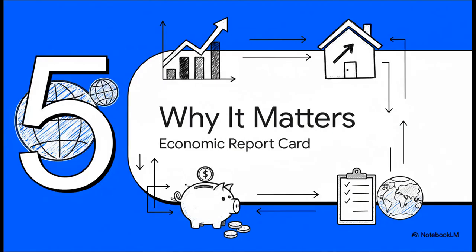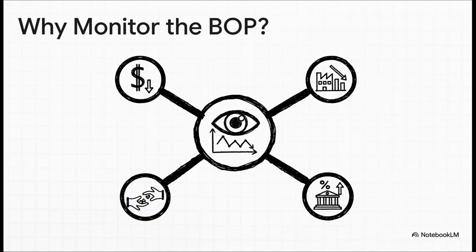Okay, so we've gone through all this accounting, but why does it actually matter? In this last section, we're going to see how the BOP has some pretty serious real-world consequences for all of us. So, why watch this stuff so closely? Well, for one, it directly affects the value of your country's currency. A big ongoing deficit can push its value down. It's also a big indicator of how competitive a country's industries are. Plus, it signals to the rest of the world whether a country is a good business partner. And maybe most importantly, governments use these numbers to make huge policy decisions, like raising interest rates, which can affect everything from your mortgage to your car loan.